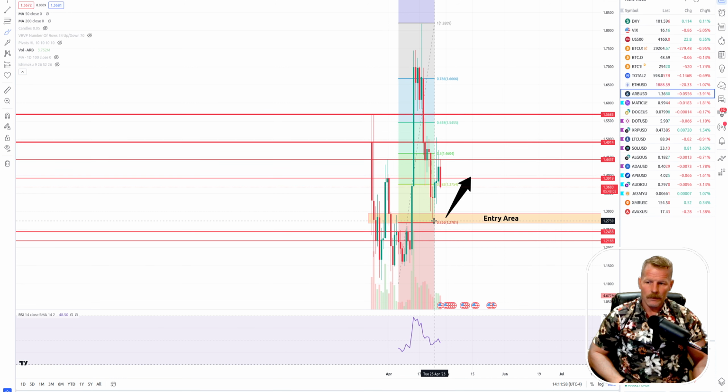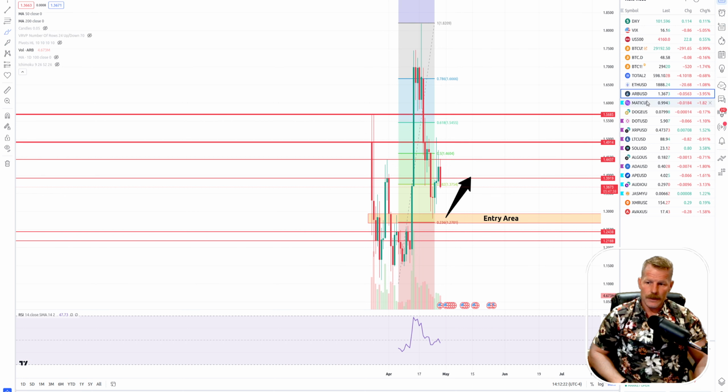Now, we did wick down, but that was too quick for me to enter. I want to see a good accumulation period in this entry area. Once we see adequate formation of candles on the daily, that signifies good support. That signifies that is an accumulation area, and that's where I would want to enter into ARB.